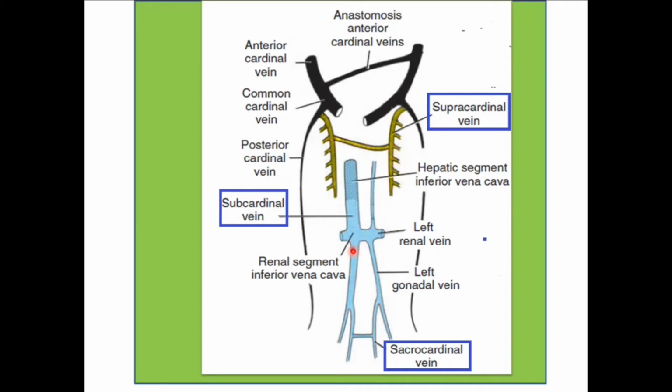Then we have the supracardinal veins, and they are roughly in the region of the kidney, that is in the lumbar region, and then we have the sacrocardinal veins, and they are lying below the subcardinal system, roughly in the sacral region.